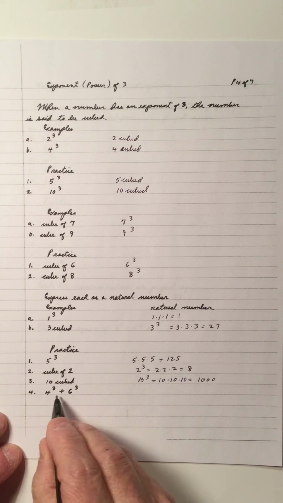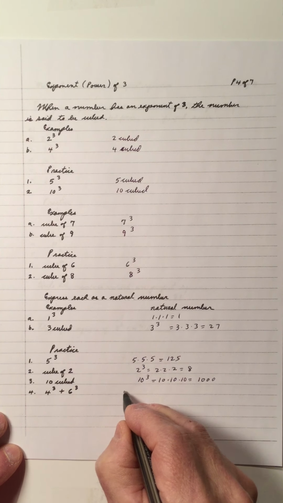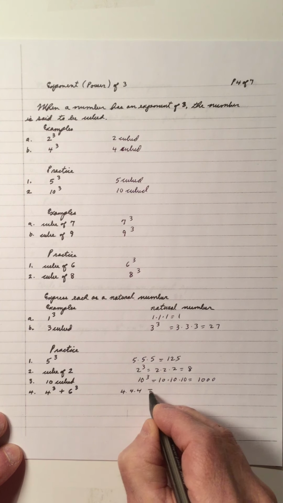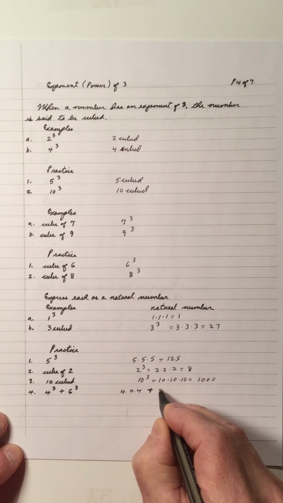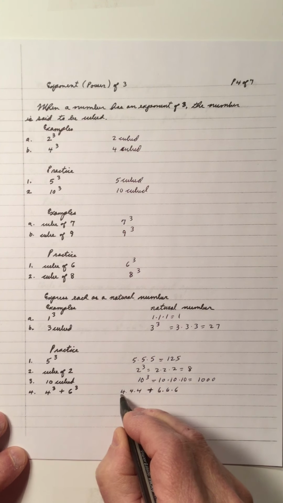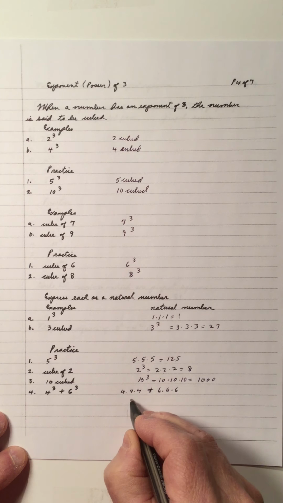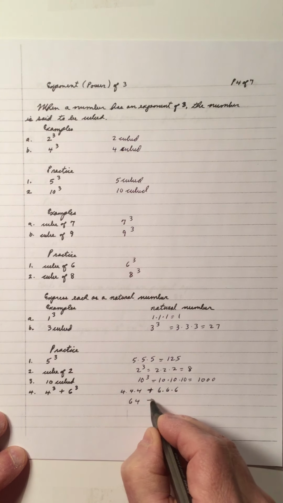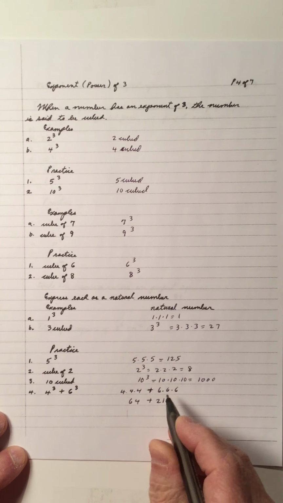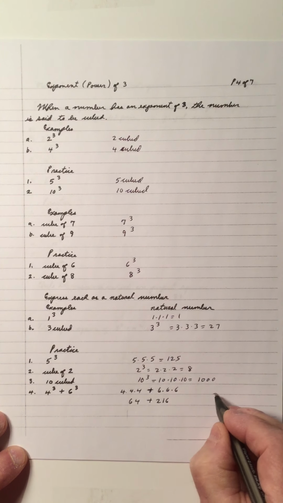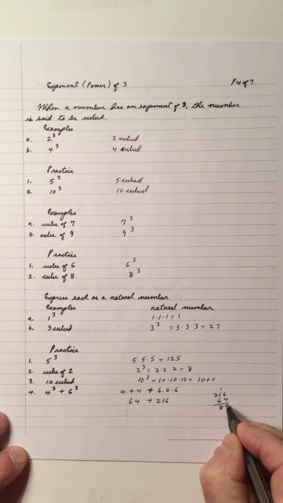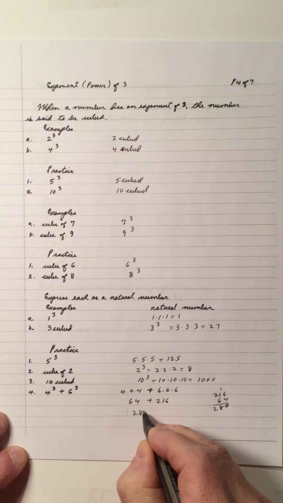And 4 cubed plus 6 cubed. 4 cubed is 4 times 4 times 4. Add on 6 cubed, which is 6 times 6 times 6. 4 times 4 is 16, times 4 is 64. 6 times 6 is 36, times 6 is 216. And when you add 64 and 216, you get 280.